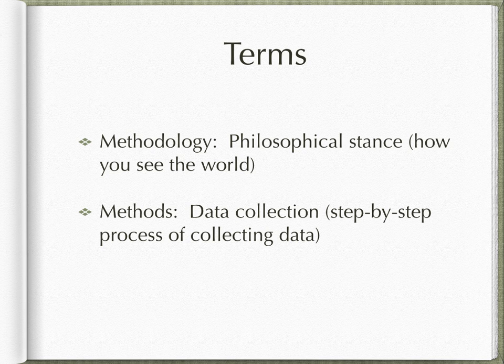Just to quickly cover some of the terms, I'm sure you already know this: methodology is really a philosophical stance on research. It's how you see the world. Anytime you start a research project, that project is steeped within your worldview and what you think is valuable in terms of the world and in terms of knowledge about the world. The methods are the step-by-step data collection methods, so the process of collecting data. So the methodology might be a qualitative methodology that has a particular design, whereas the methods would be, I'll go and interview 10 people.